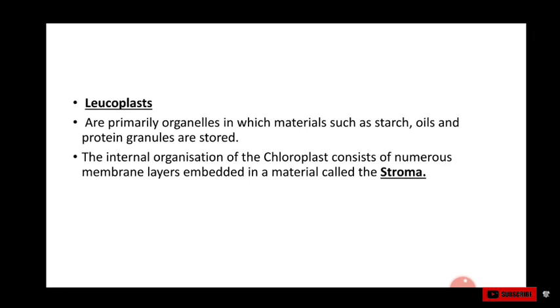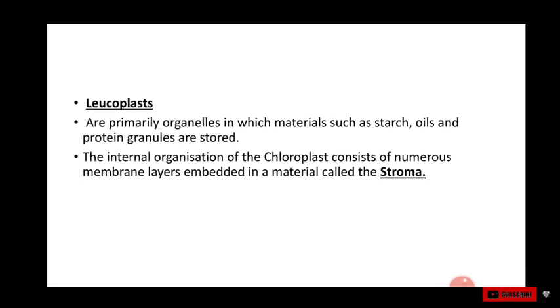The internal organization of the chloroplast, consisting of numerous membrane layers embedded in the material, is called the stroma. Plastids are similar to the mitochondria in their external structure, and the plastids also have their own DNA.